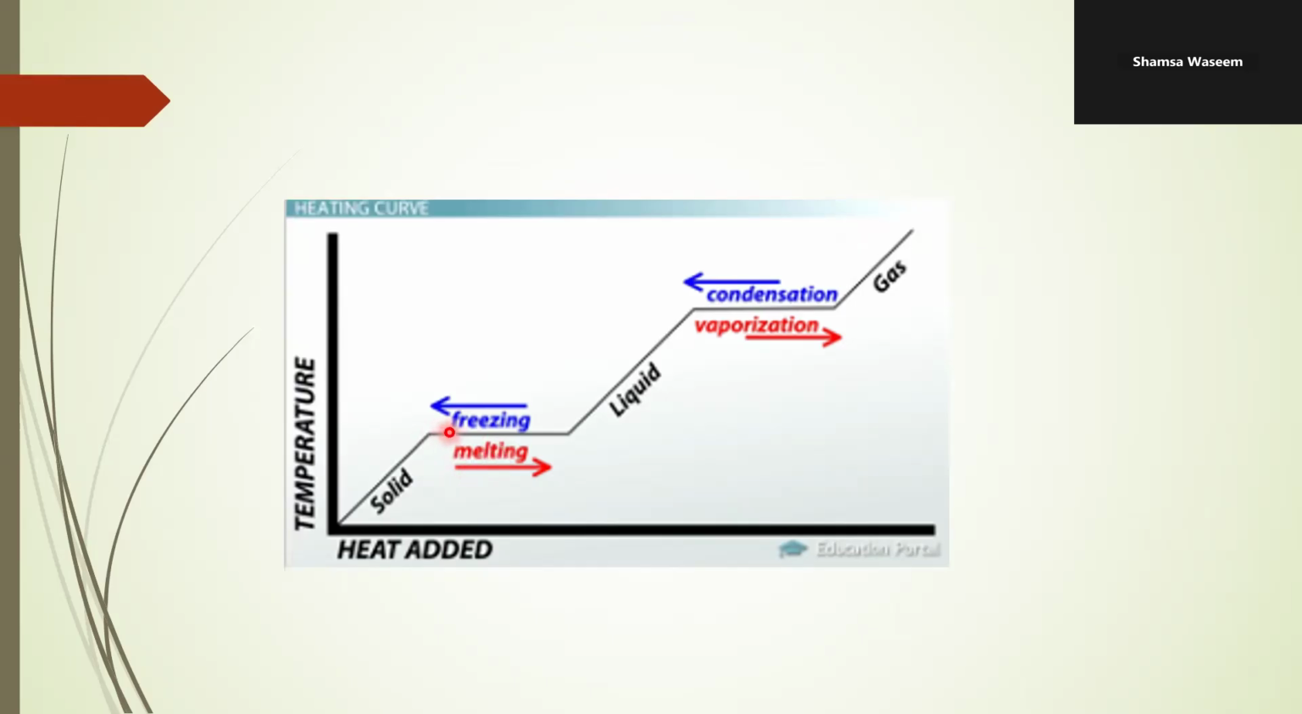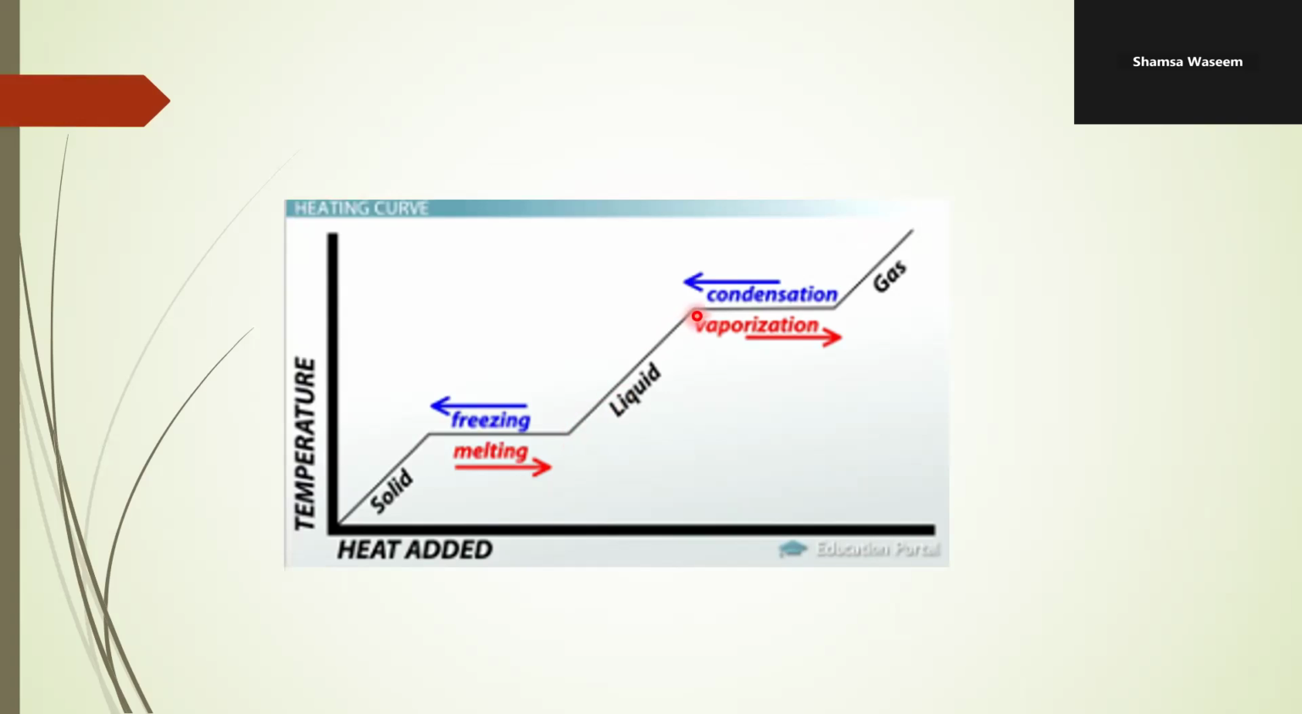Why? Because the heat that you are adding is used to overcome the forces of attraction. It converts all of the solid into liquid. So the temperature will not rise. Now, when all of the solid has been converted into liquid and you increase the heat, the temperature is going to rise. Here we have the liquid state. So when you keep heating, the temperature will rise.